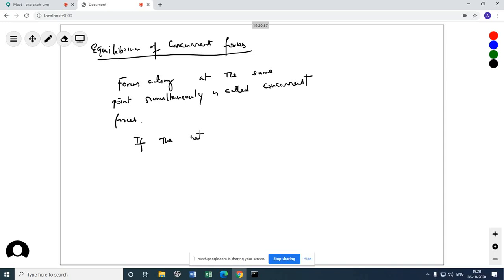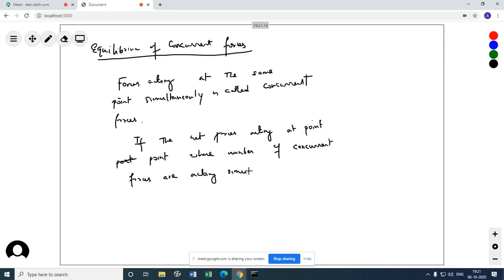If the net force acting at a point, or a system at a point where a number of concurrent forces are acting simultaneously, is 0, then the system is said to be in equilibrium.